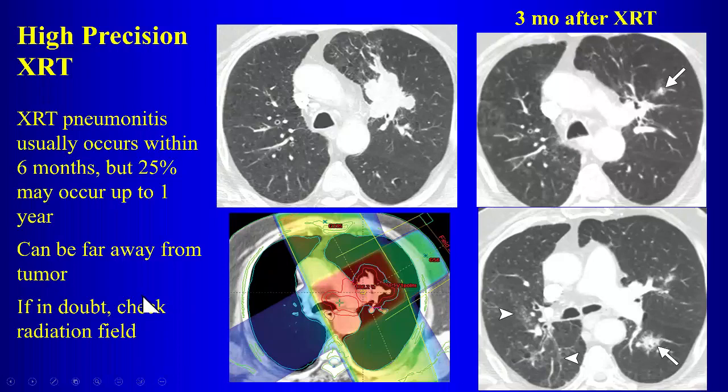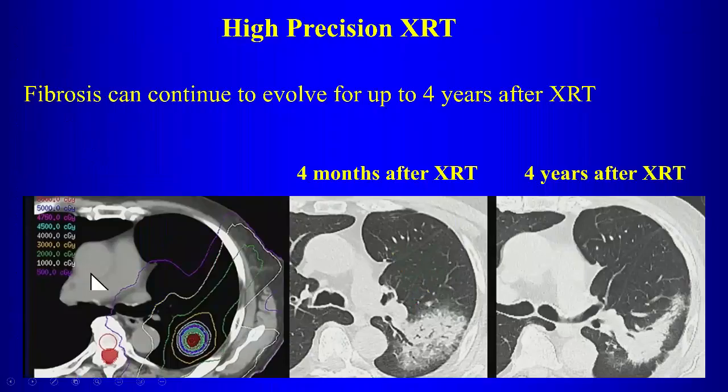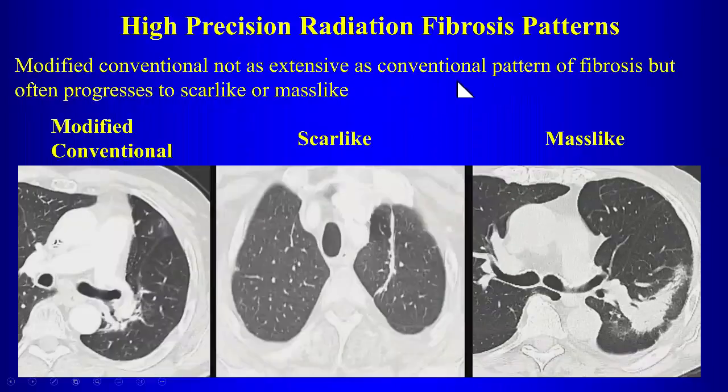So if in doubt, try to check the radiation field to see if that part of the lung was included in the radiation field for these patients. So here's 4 months after therapy, 4 years after therapy. It turns out that with high precision radiation therapy, the changes can continue to evolve for up to 4 years later. So up to 4 years later, we can still see changes in the lung in these patients, okay?